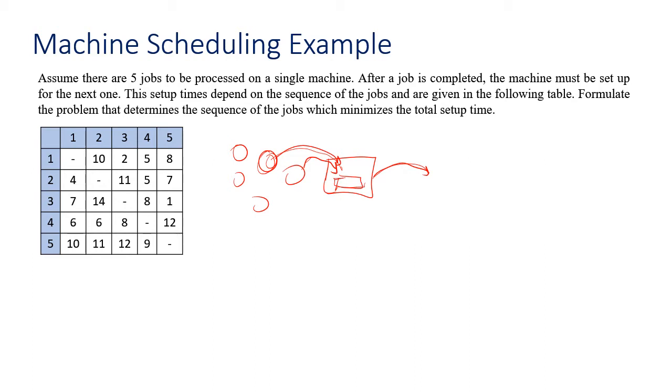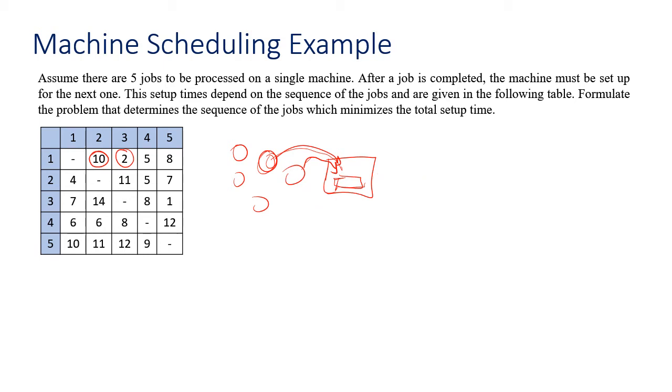depends on the sequence. So let's assume that if the first job is being processed in the first place, and when it is completed, the next job will be loaded, which is job 2. Okay, so if after job 1 we load job 2 onto the machine, the required setup time is 10 minutes. But if instead of 2, if we load job 3 to the machine, the required setup time is 2 minutes, okay? So the setup time depends on the sequence. And the problem is to determine the sequence of these jobs so that the total setup time is minimized.